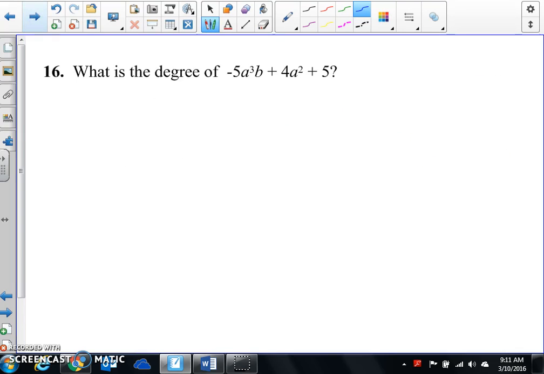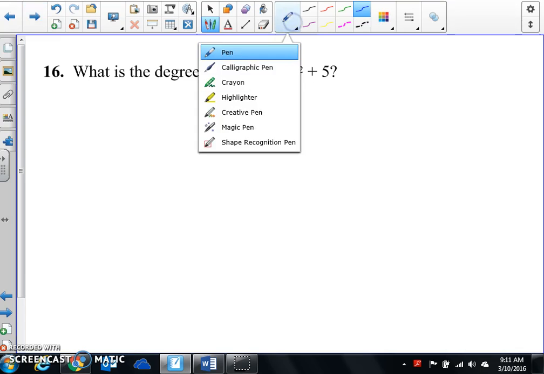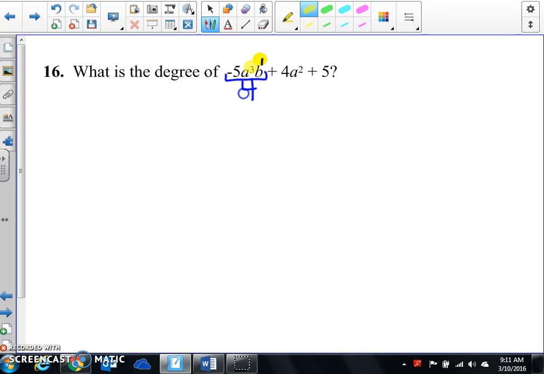What is the degree? Degree just means you count up how much the exponents are. So this is b to the first. So the degree of this monomial would be 4 because I'm looking at the exponents, and the 3 plus 1 is 4. Over here, the degree of this monomial is 2, and all constants have a degree of 0. So to find the degree of the entire polynomial, I just take the highest one. So my degree is 4.